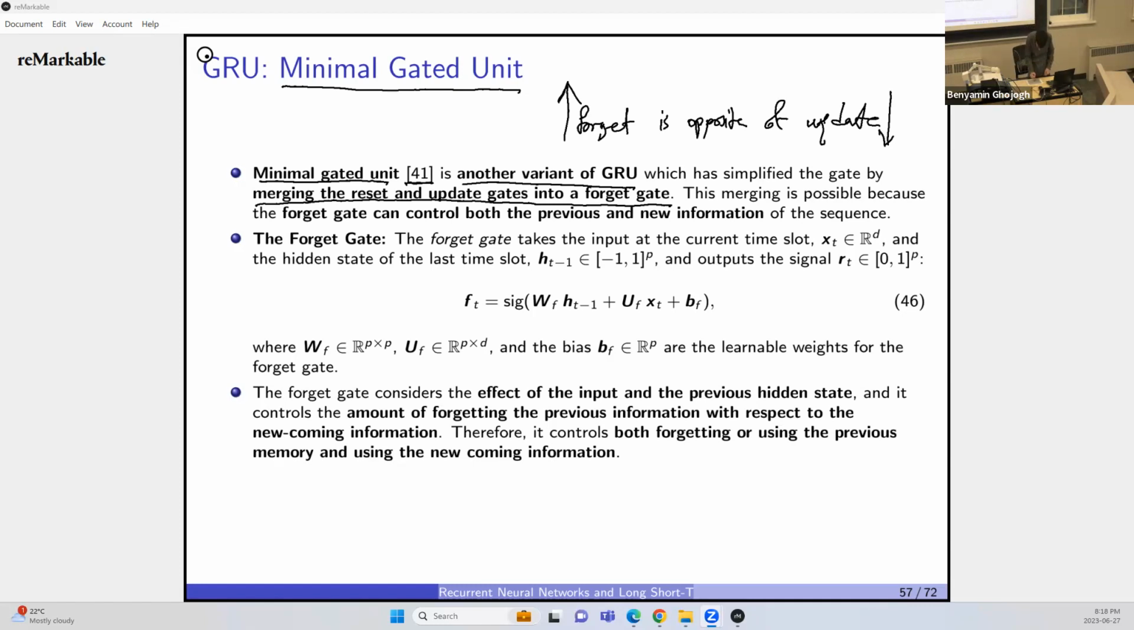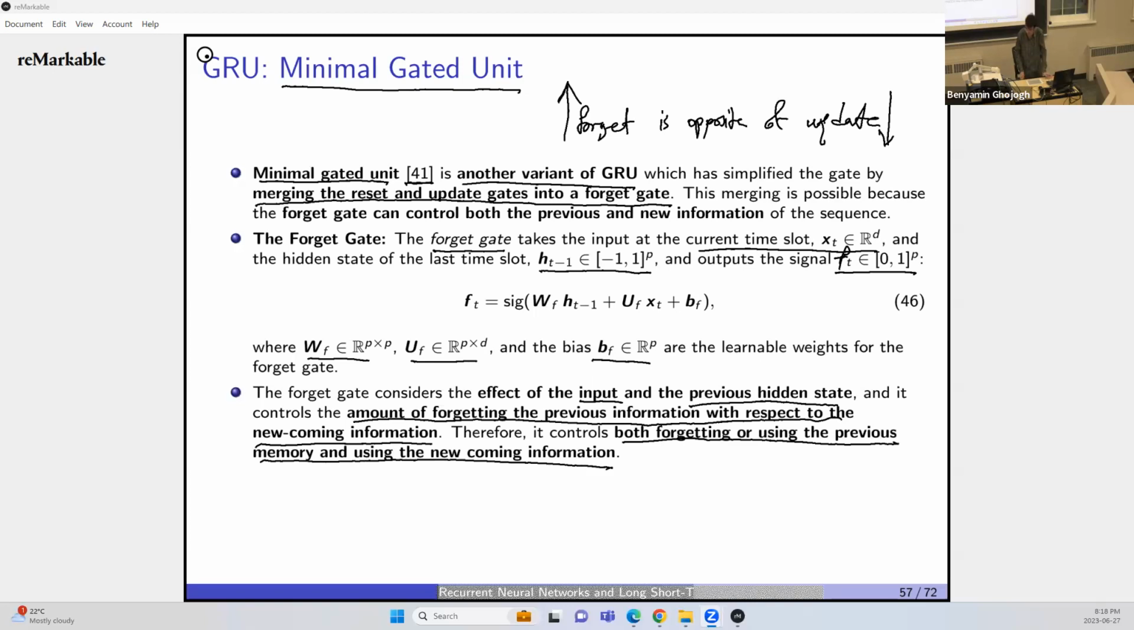Okay. The forget gate, what does it do? It takes the input at the current time step xt and the state in the previous time step ht-1, and it outputs ft. Sorry, I apologize, this must be ft. Then these are the weights, learnable weights. It considers the effect of input and previous hidden state. It controls the amount of forgetting the previous information with respect to the newly coming information. Ideas are very repeated a lot. Therefore, it controls both forgetting or using the previous memory and using the new coming information.